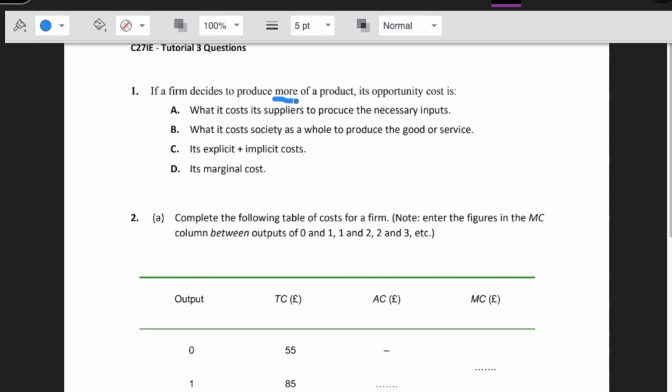So the firm's producing more of a product. What would its opportunity cost be? Bearing in mind it's the thing that's essentially giving up. So what is it giving up to be able to produce more of this product? Type in the chat A, B, C or D. You've got 25% chance of getting this right. One person, come on, there's 16 of you. Actually, probably 15 if I take myself out.